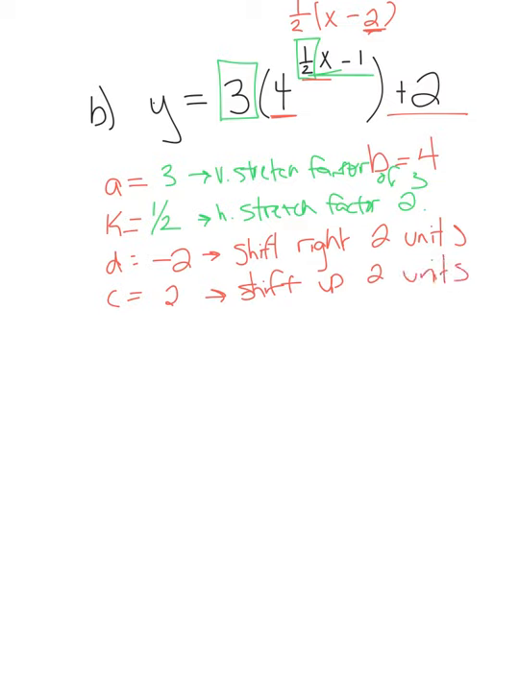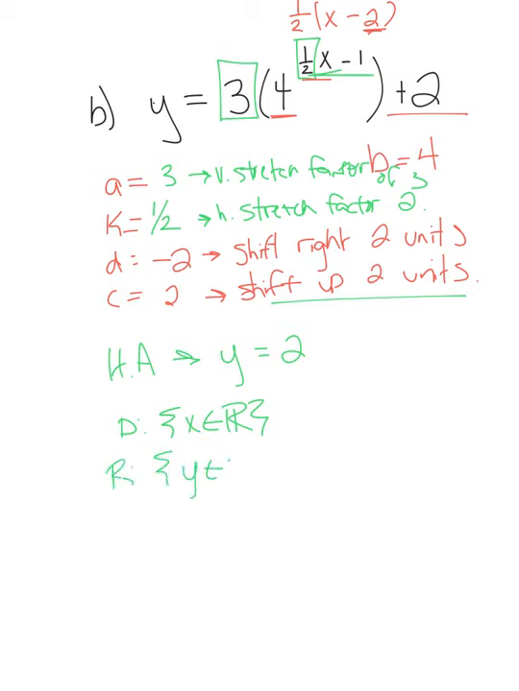Now, I'm going to go ahead and continue on with my horizontal asymptote. Now, normally, again, it's at 0. Since we have a shift up 2 units, it is also moved up to be y equals 2. My domain is going to stay the same at x ∈ ℝ, and my range is going to be y ∈ ℝ such that instead of y being greater than 0, it's going to be y is greater than 2.